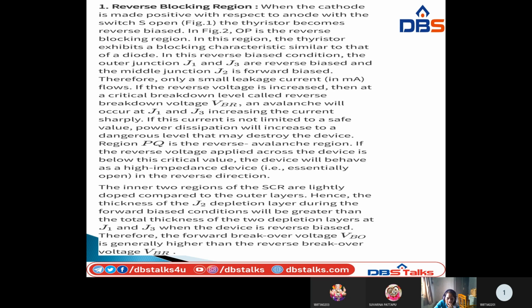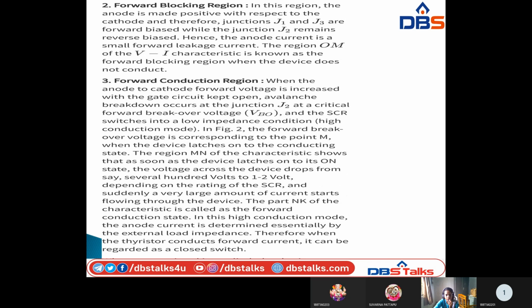So J2 is depleted and the layer formed during the forward bias condition will be greater than the total thickness of the two depletion layers at J1 and J3 when the device is reverse biased. Therefore, the forward breakdown voltage VBO is generally higher than the reverse breakdown voltage. Okay. So next, forward blocking region.